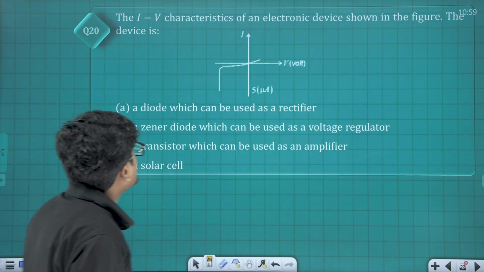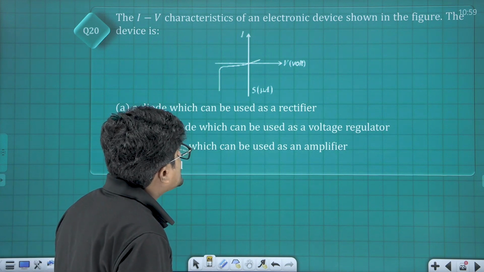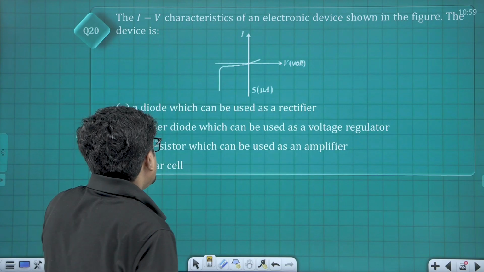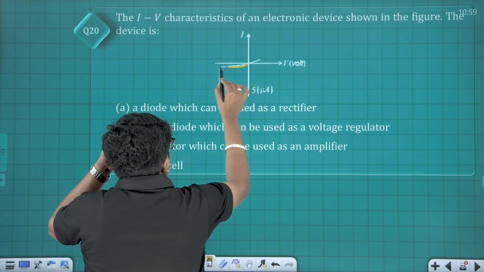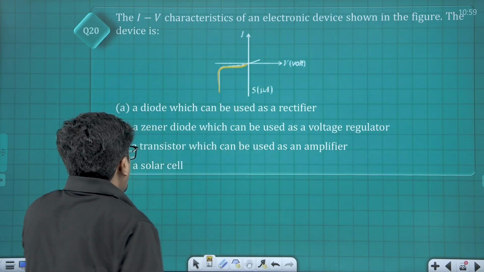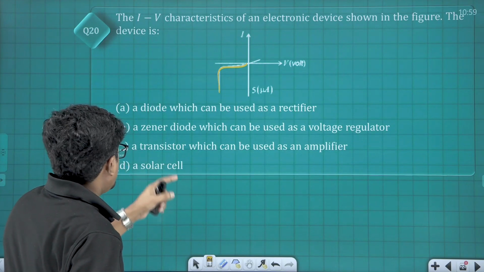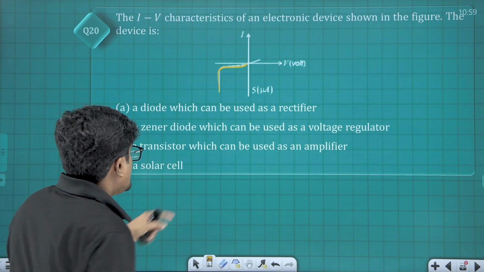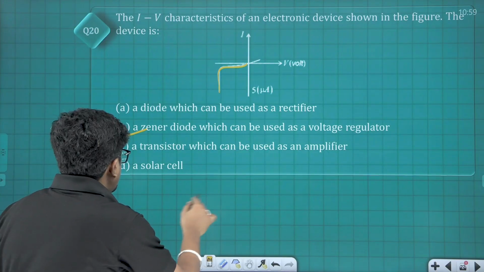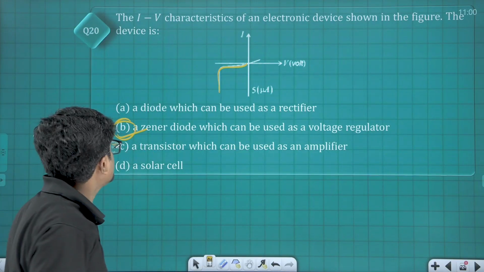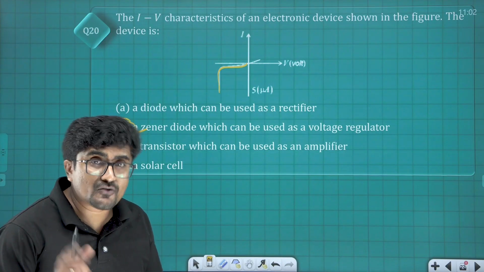Next is question number 20. The IV characteristics of an electronic device shown in the figure is. Here basically this is a reverse biased circuit. The options say diode which can be used as a rectifier, Zener diode which can be used as a voltage regulator, transistor, solar cell. Option B must be the correct answer in this case.